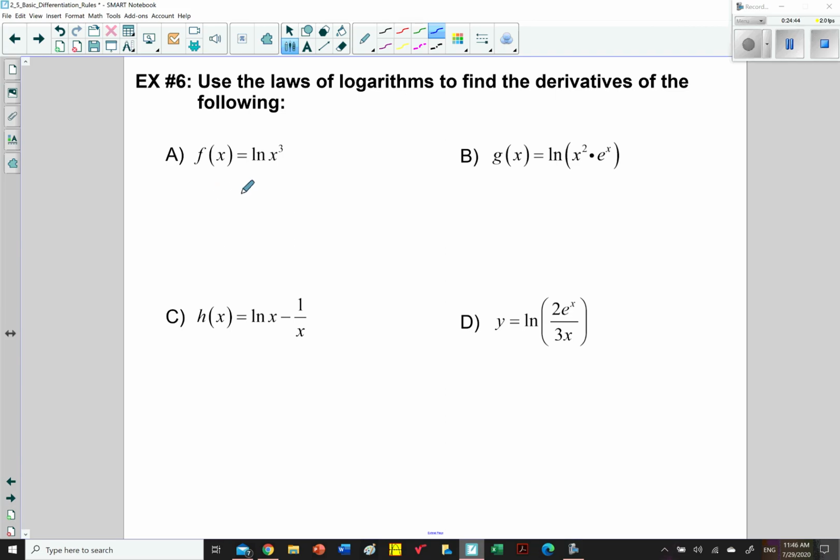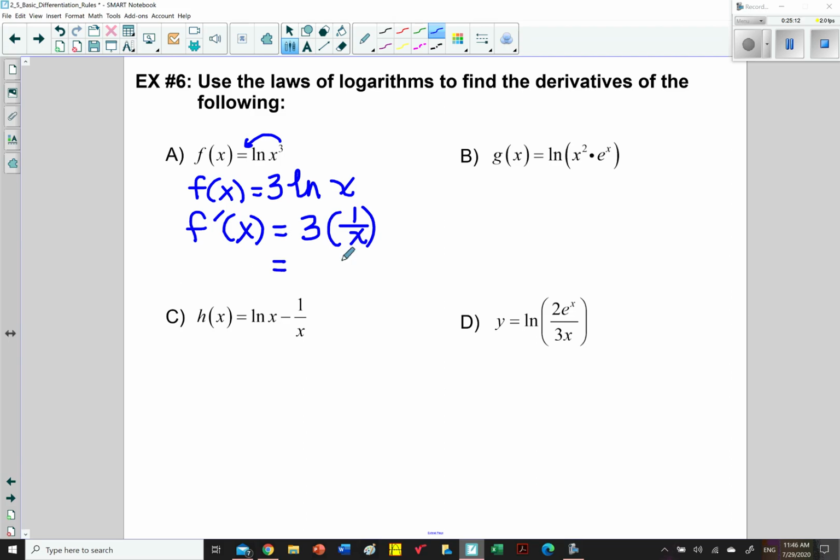So these 6 examples would be, f of x is natural log of x cubed. Remember the properties for natural log, that you can bring the exponent out as a factor, and then natural log of x. So if the derivative for natural log of x is 1 over x, then our derivative for 3 times 1 over x is 3 over x. So f prime of natural log x cubed is 3 divided by x.